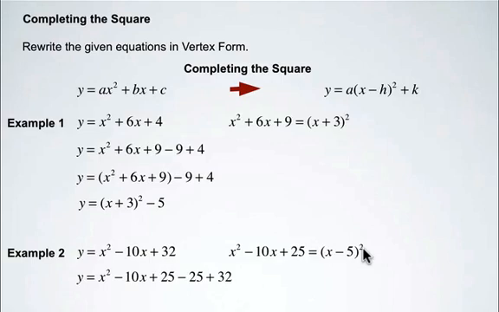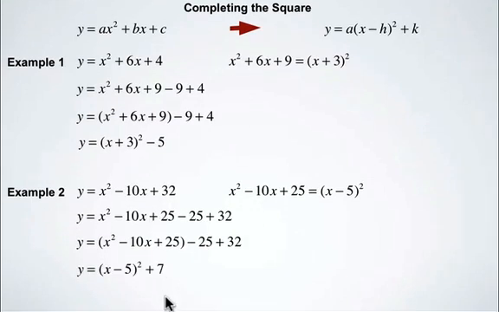So, our next step is to add this plus 25. So we put it in here. Here is that trinomial. But we can't just add 25 without taking it away, so in effect, we've added 0. Now we regroup and simplify. Here's our factored form of this trinomial, and negative 25 plus 32 is plus 7.